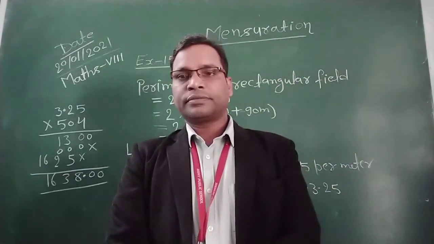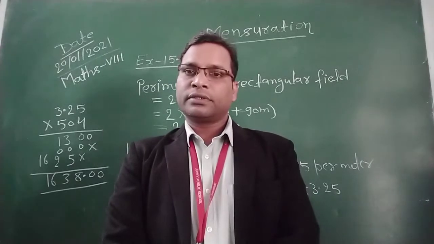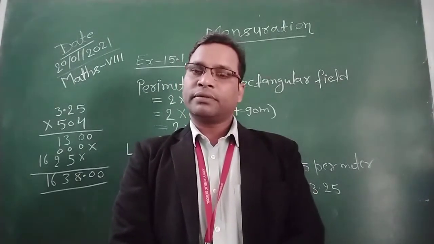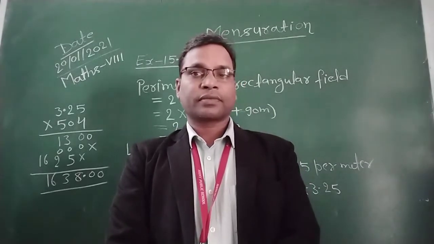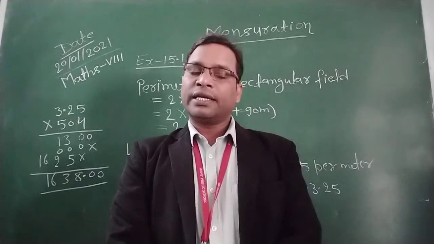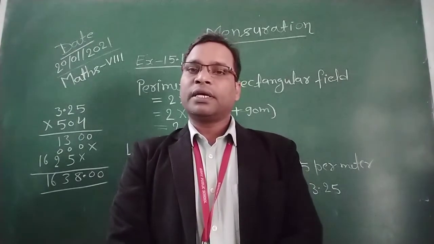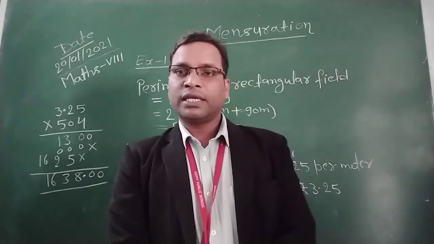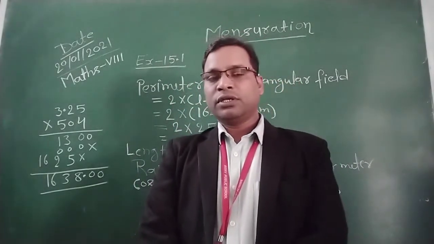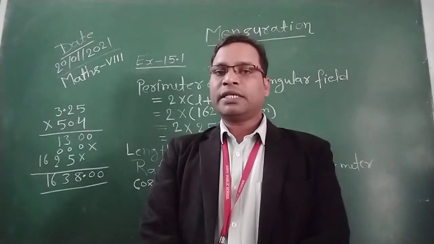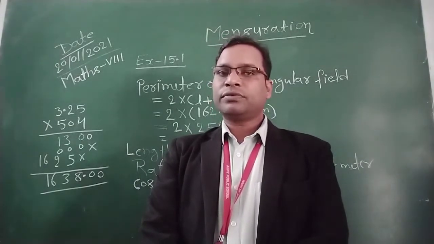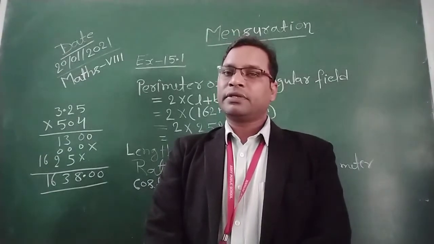After this, we know very well that the area of a rectangular field is equal to length into breadth, and the area is given here as 14,580. The ratio of length and breadth is given as 9:5, so we let the length be 9x and the breadth be 5x. So 14,580 is equal to 9x into 5x. This is equal to 45x squared.